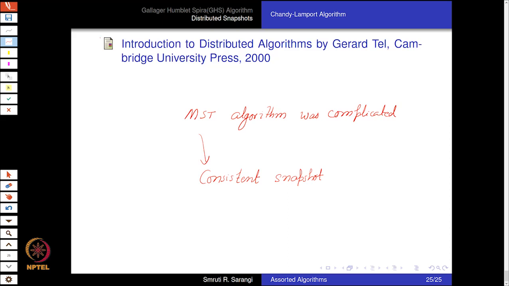Now coming to the references, the book by Gerard Tel has many of these details, and there are many other distributed algorithms as well in this book, including a lot of concepts. So you are most welcome to read it and also implement the MST algorithm to get a practical feel.